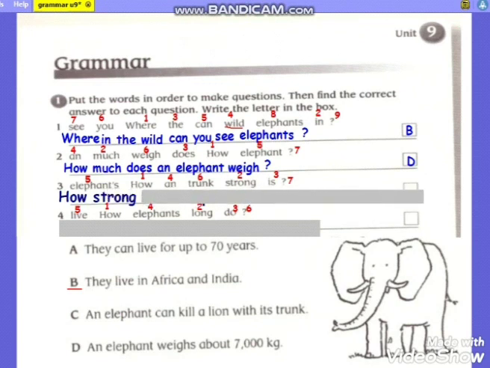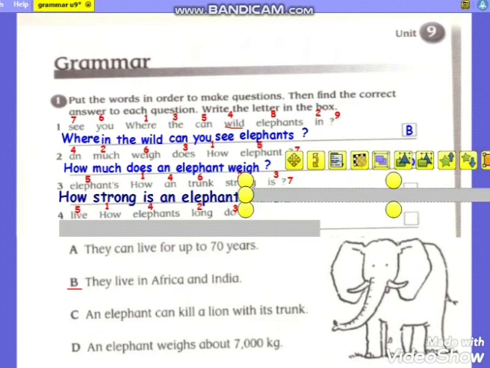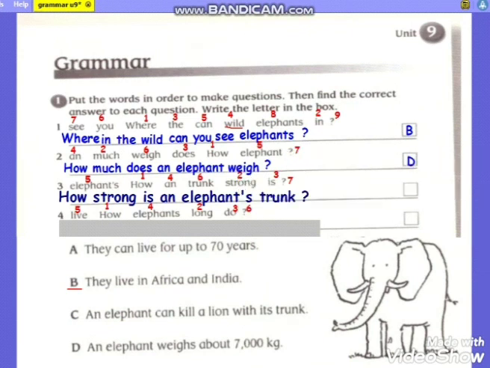Okay? After how strong, you have to look for the helping verb, which is, here it is. So, how strong is. Then you have to write the subject, an elephant's trunk. And by that, we did the question. How strong is an elephant's trunk? Then add the question mark.